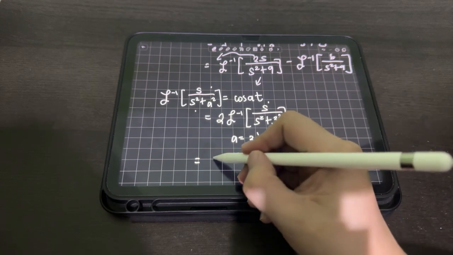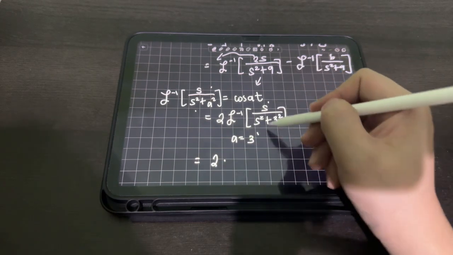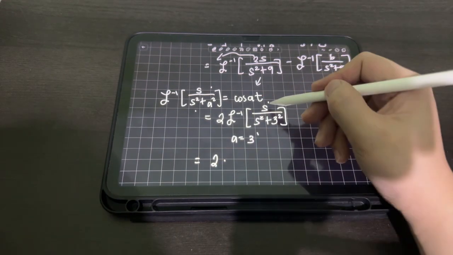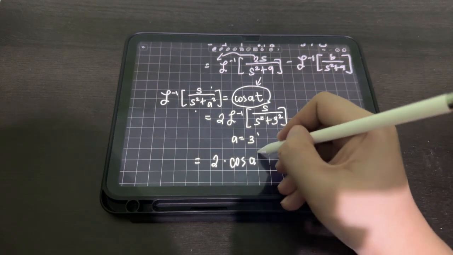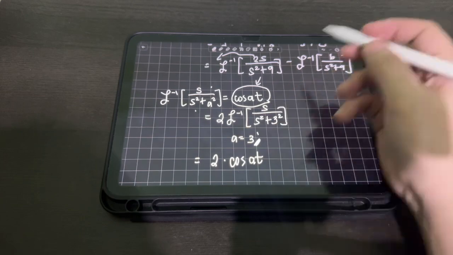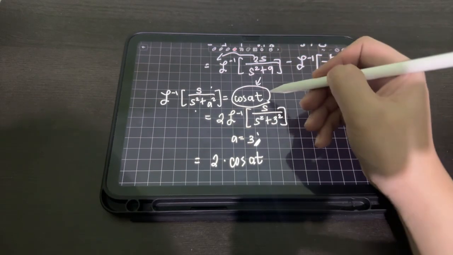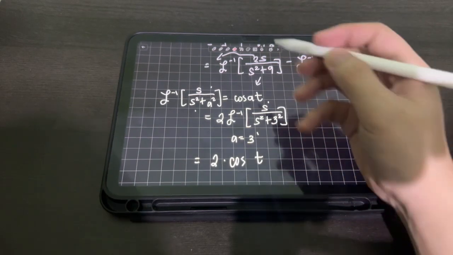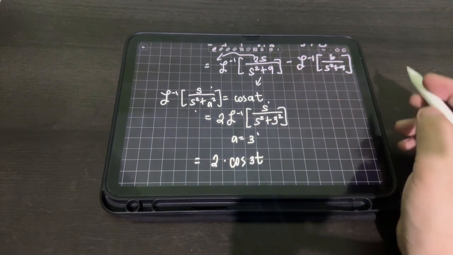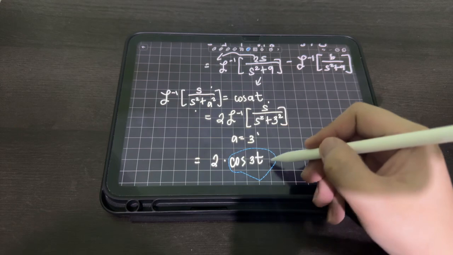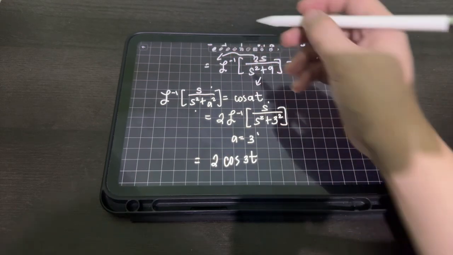Therefore, it's equal to 2 times the inverse Laplace of s over s squared plus 3 squared, which is equal to cosine at. But the value of a is 3, so you can substitute it in the cosine. We have cosine 3t. So this is the inverse Laplace transform of the first term.